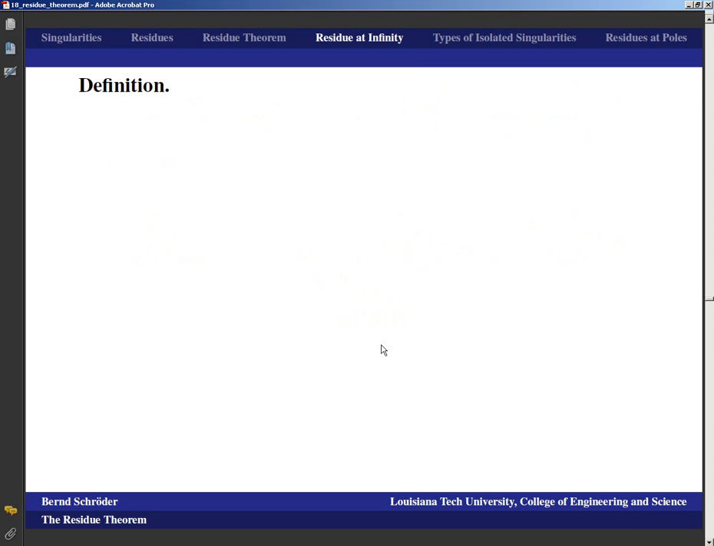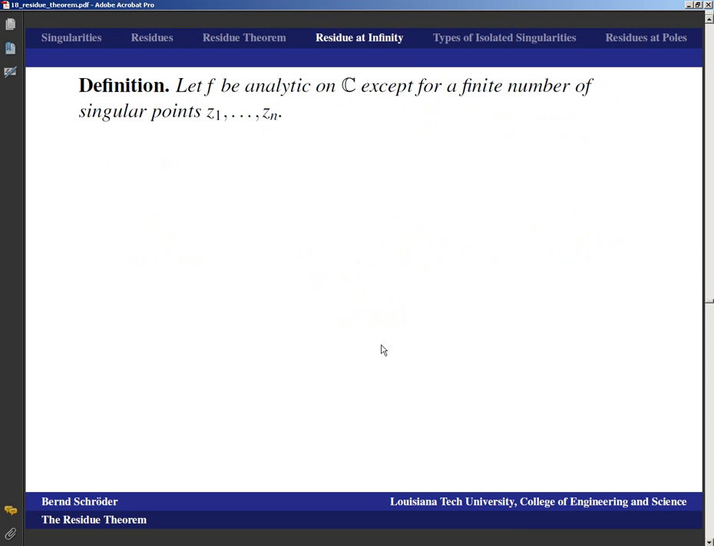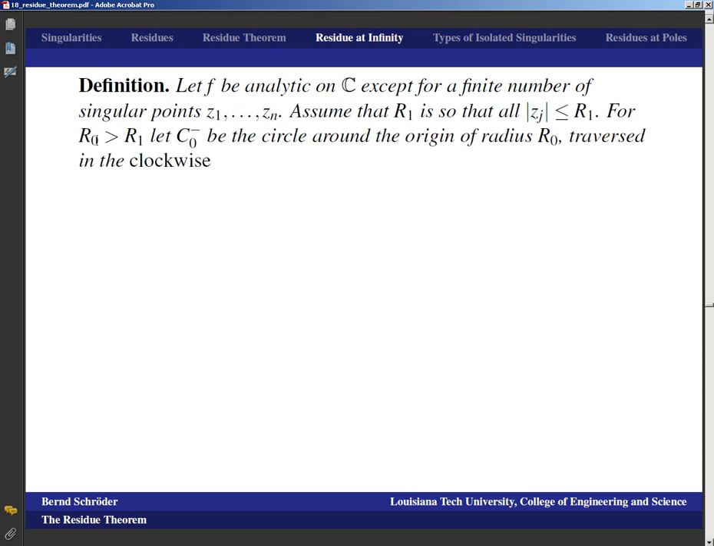Okay, the residue at infinity is something that can help when you've got a bunch of singularities inside a contour and none on the outside. And well, here's how it's defined. If f is analytic on the complex plane except for a finite number of singular points z1 through zn, and if we assume that R1 is so that all the zj's are in absolute value smaller or equal than R1, then for any R0 that is greater than R1, we let C0 minus be the circle around the origin of radius R0 that is traversed clockwise, that is in the mathematically negative direction.